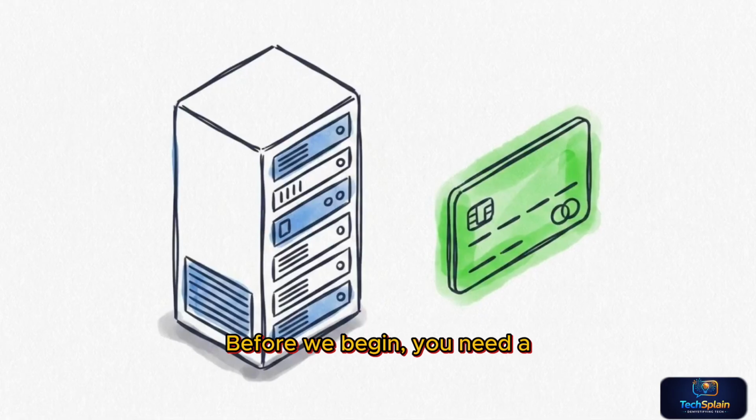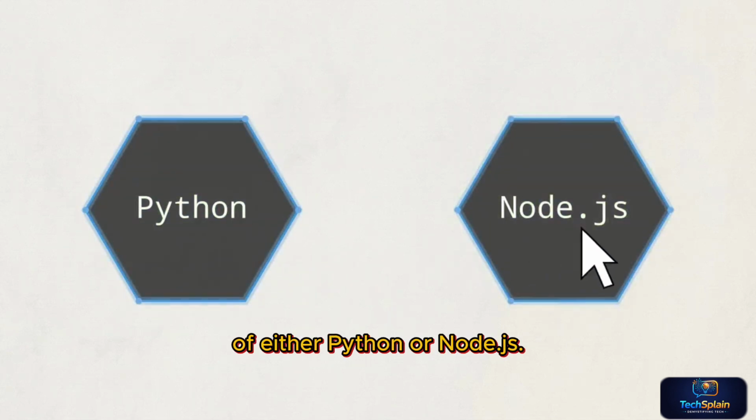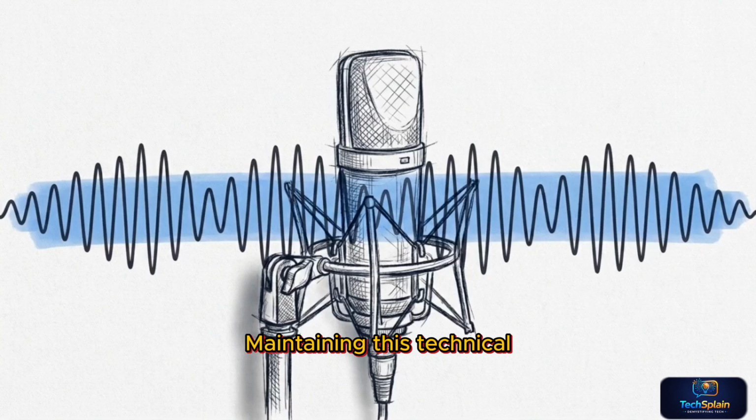Before we begin, you need a Google Cloud account with billing enabled and a basic understanding of either Python or Node.js. Maintaining this technical consistency ensures your narrator remains recognizable from the first sentence to the last.